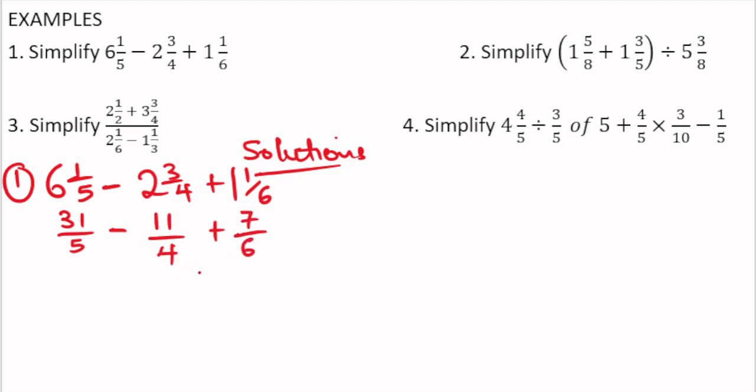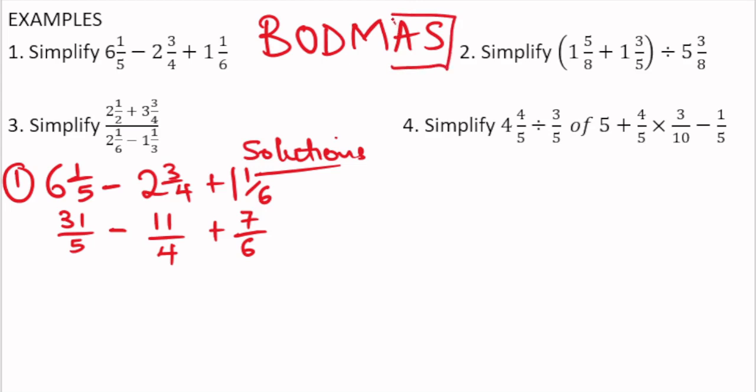Now let's take note of the signs in this question. We are given minus and plus. So let's bring back the acronym BODMAS. Since the question has minus and plus, the rule of addition and subtraction says whichever sign comes first, you use it first. Since we have subtraction first, we'll go from left to right. So we'll subtract first before we add.